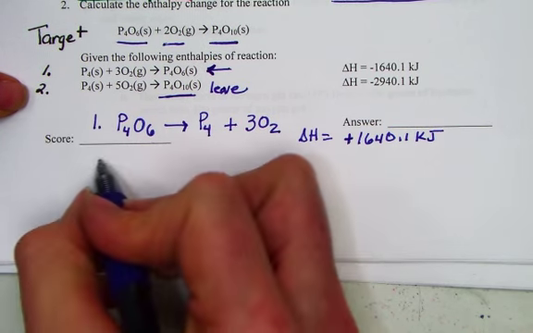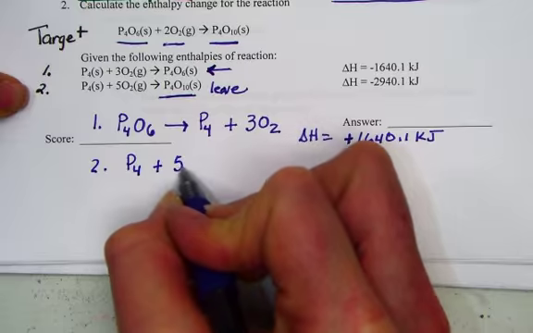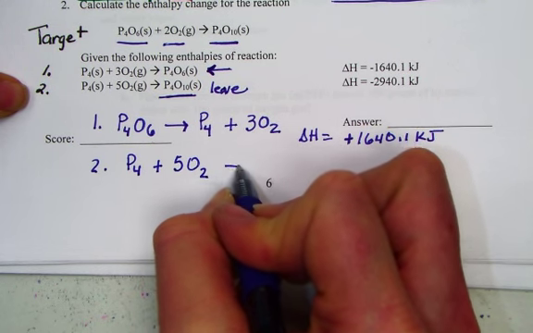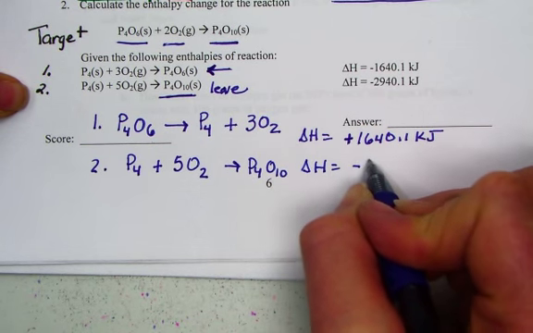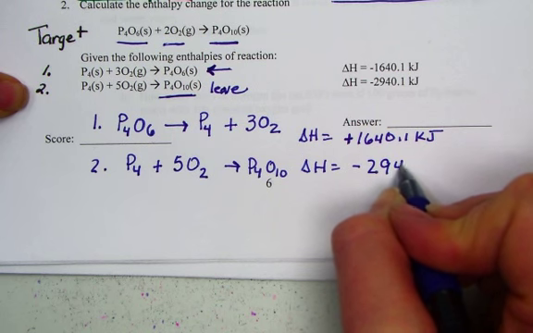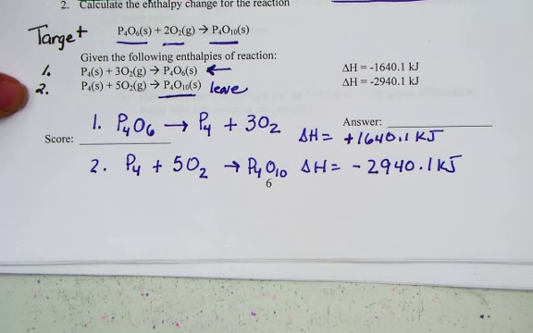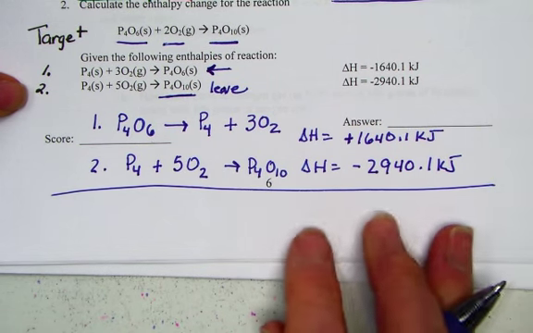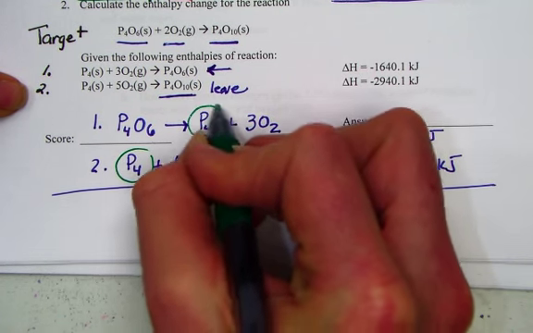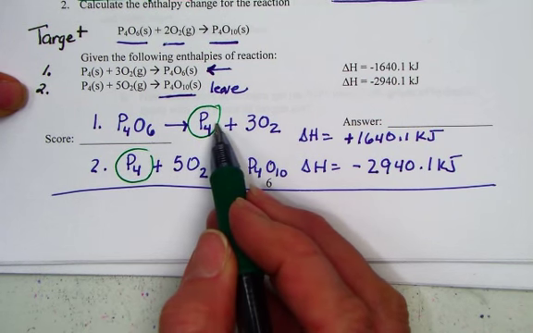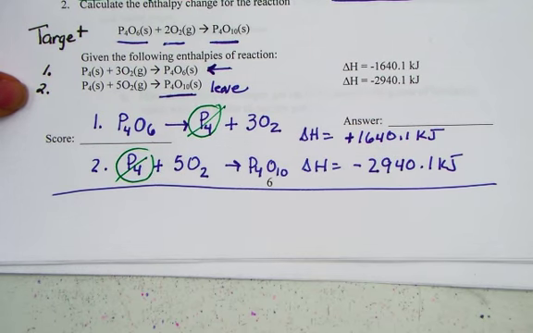We decided to leave the second elementary reaction just as it appears. I'll simply rewrite P4 plus 5 O2s make P4O10. The delta H remains the same value, negative 2940.1 kJs. If we indeed add these together, simplify what we can. I notice that P4s are on opposite sides of the arrow, a product in equation 1, a reactant in equation 2. They will cancel one another.